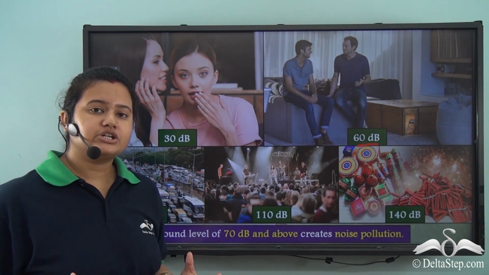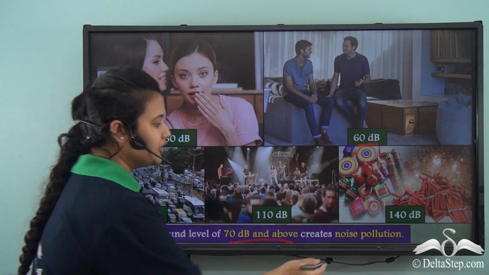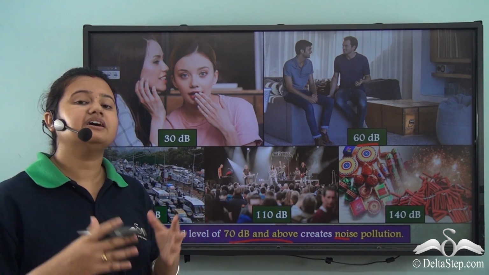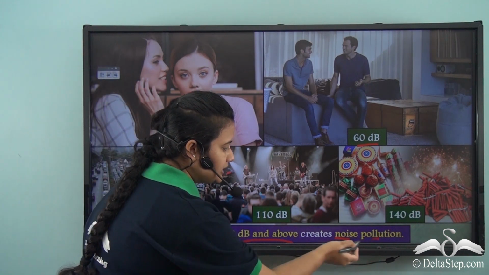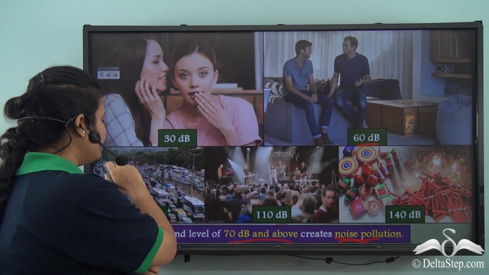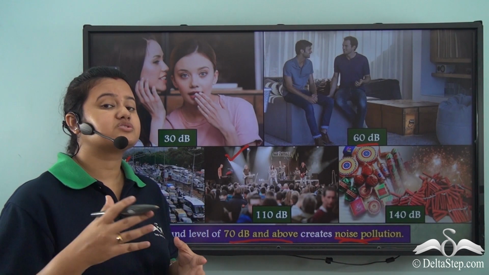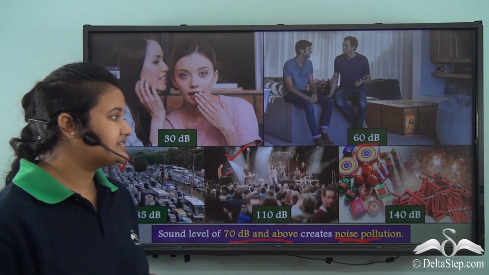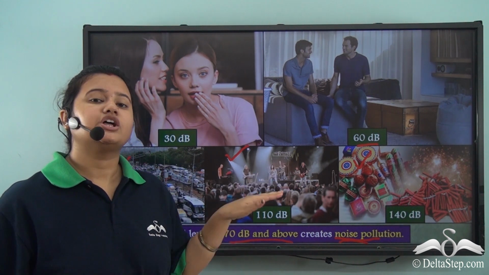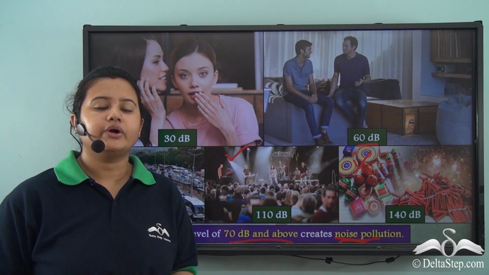In fact, particularly the sound level of 70 decibel and above is considered as noise, and prolonged existence of this loud unwanted noise in the environment leads to noise pollution. And the various sources of noise pollution in the environment are honking of cars and loud rock concerts. In fact, the use of loudspeakers also leads to noise pollution, and the firecrackers that we usually burn during Diwali also cause noise pollution. We shall now discuss the different effects of noise pollution.